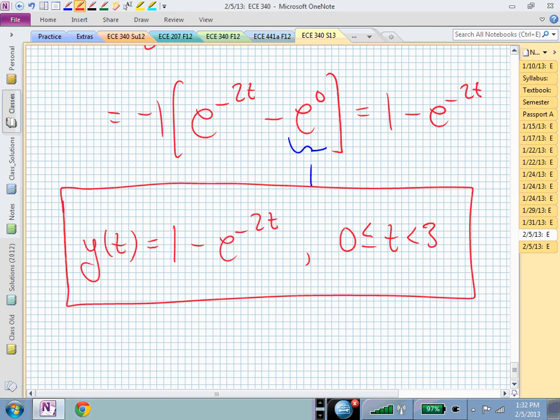Now say for t equal to 3, which is bigger than 5 time constants, where are we? We're at 1 minus e to the minus 6. So we're basically at 1, aren't we? So our final value is going to be 1 for the output response before it shuts off. Questions on this piece? Yes?